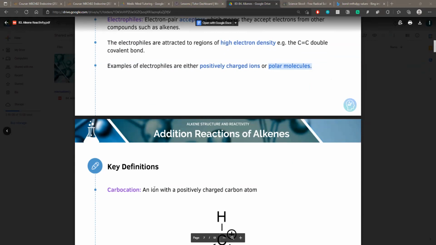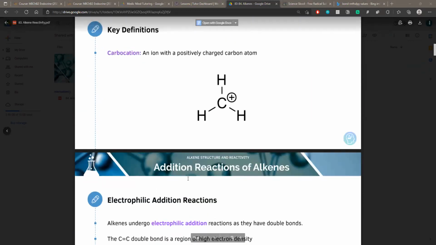Right, carrying on. So a carbocation is any ion with a positively charged carbon atom.